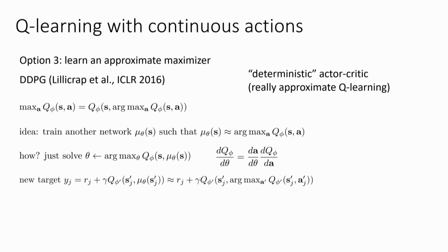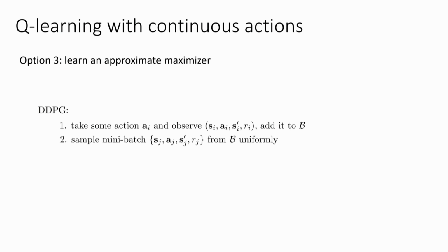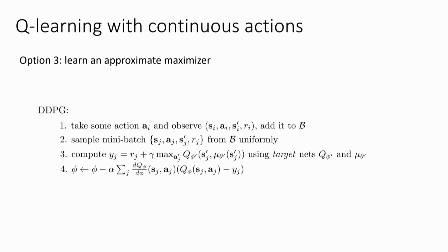Any other questions? Okay. So let's walk through the pseudocode for this procedure. The pseudocode looks a lot like the deep Q-learning algorithm that we learned about before. Step 1, take some action, observe a transition, and put it in your buffer. Step 2, sample a mini-batch from your buffer. Step 3, calculate your target values using your target Q function and using a target mu, so mu theta prime. Step 4, update your Q function, just like before. Step 5, this is a new step, update the parameters of your argmaxer, update the parameters of mu.